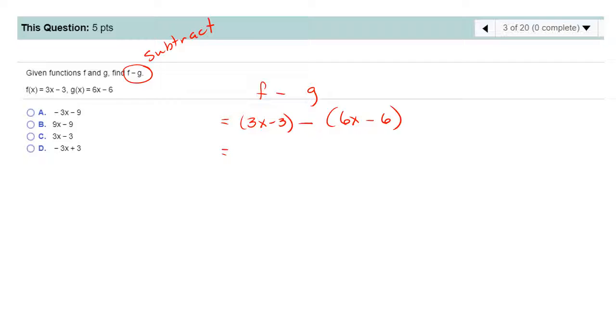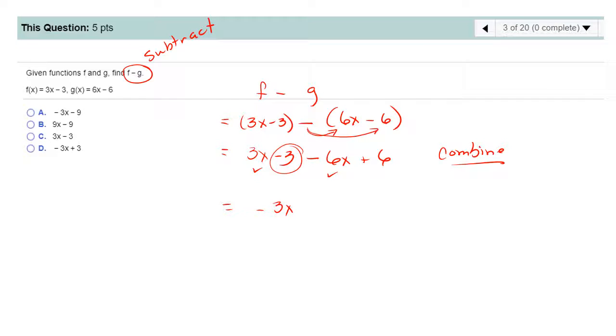Now I can remove the first parentheses, 3x minus 3, but since I'm subtracting, that subtraction sign will distribute, using the distributive property, to the second parentheses, and that leaves me minus 6x plus 6. Now I will simply combine my like terms. So 3x minus 6x is negative 3x, and negative 3 plus 6 is positive 3. That would be my solution, and negative 3x plus 3 is answer choice D.